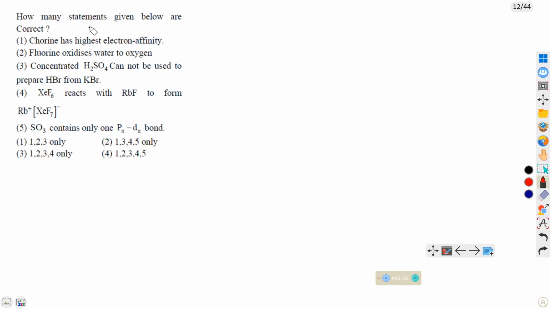How many statements given below are correct? Chlorine has highest electron affinity. No doubt, chlorine electron affinity is more. Fluorine oxidizes water to oxygen. This is also correct. 2 moles of F2 plus 2 moles of H2O gives rise to 4 moles of HF plus O2.